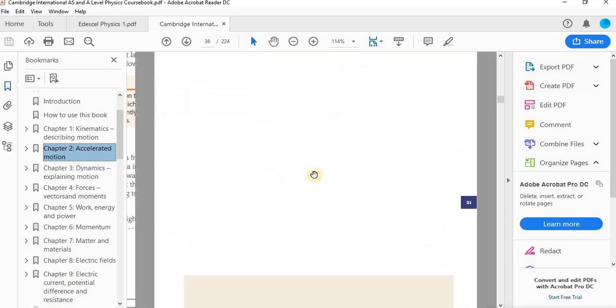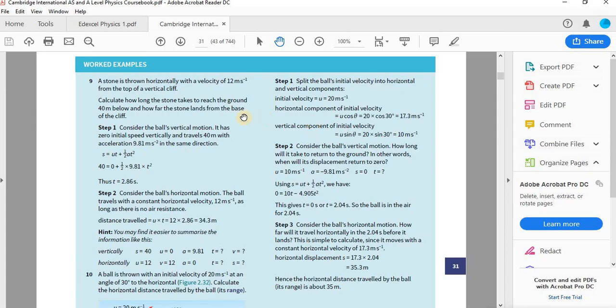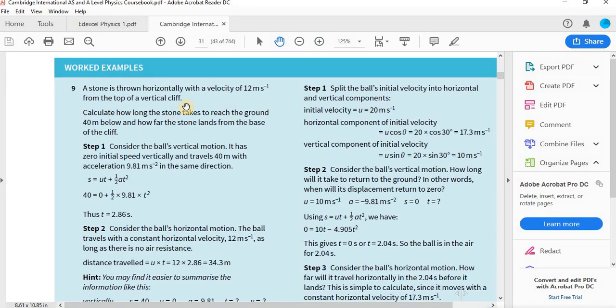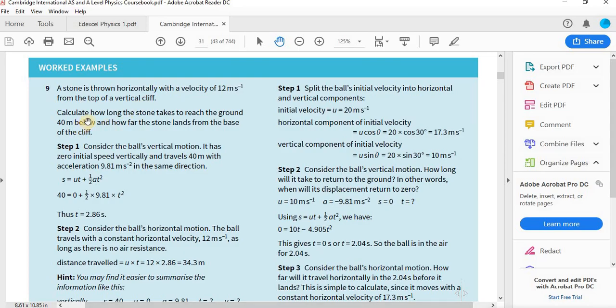There are more questions here. Okay, we can also go through this worked example. A stone is thrown horizontally with a velocity of 12 meters per second from the top of a vertical cliff. This is very similar to the question you did. Calculate how long the stone takes to reach the ground 40 meters below and how far the stone lands from the base of the cliff. So it's a very similar question.